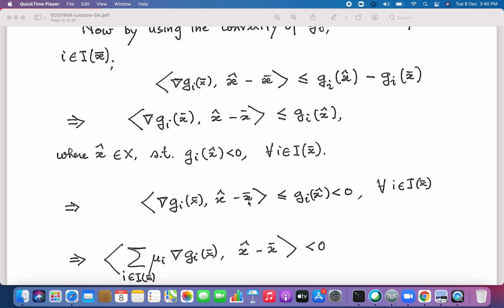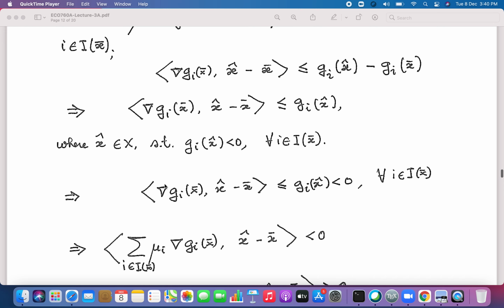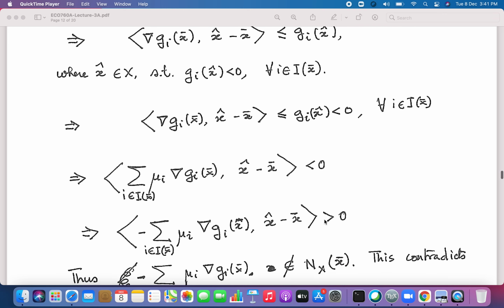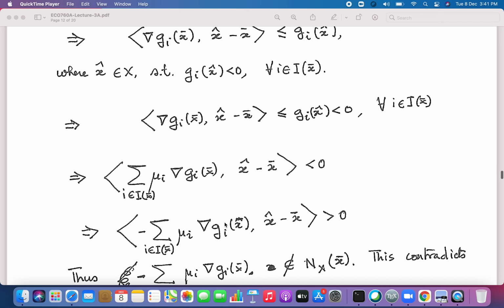Right, x hat and x bar are not the same point, because x bar has indices where g_i(x bar) equals 0. Here everything is strictly less than 0 for x hat. So these are different points. Because of this, for every i this is strictly less than 0; none of the grad g_i(x bar) would be 0, or else it will be a contradiction. So if I multiply by mu_i, because one of the mu_i's is positive, this inequality will be maintained, and this whole sum would be strictly less than 0, which means that the sum of mu_i grad g_i(x bar) times (x hat minus x bar) would be strictly greater than 0.